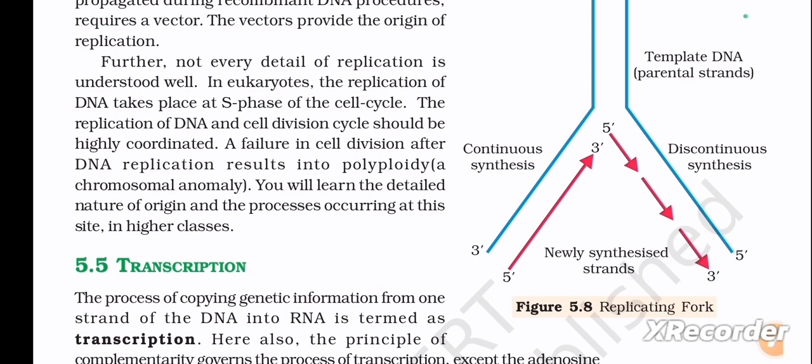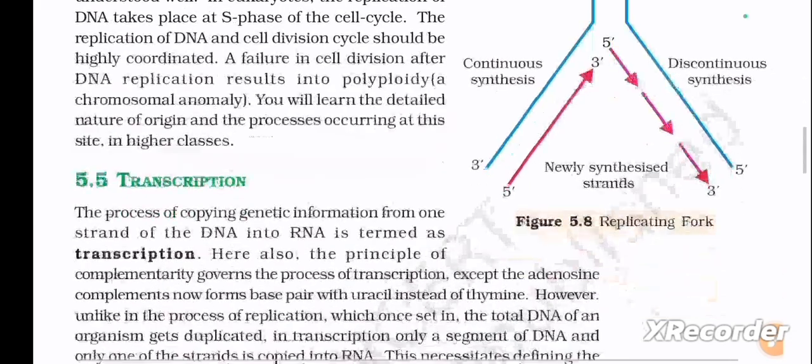In eukaryotes, the replication of DNA takes place at S phase of the cell cycle. The replication of DNA and cell division cycle should be highly coordinated. A failure in cell division after DNA replication results in polyploidy, a chromosomal anomaly. You will learn the detailed nature of origin and the processes occurring at this site in higher classes.